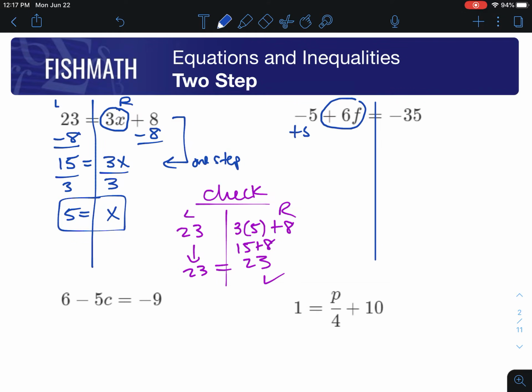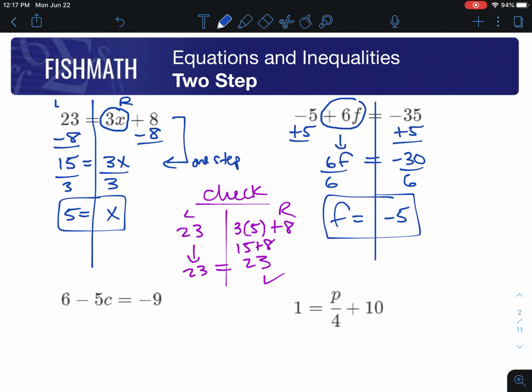It's a negative 5, so we're going to do the opposite, which is adding it to both sides. We get negative 30 equaling, bring this down, 6f. To get f by itself, we're going to get rid of that 6 by dividing by it, and we get f equaling negative 5. So negative 5 is the only value of f that will make this true. Because negative 5 plus 6 times negative 5 is negative 5 plus negative 30, which is negative 35, which was the right side. So both sides are equal. When this is true, f is negative 5, so there's our answer.